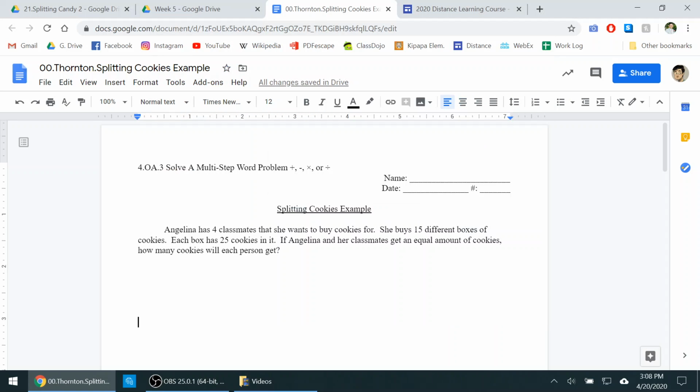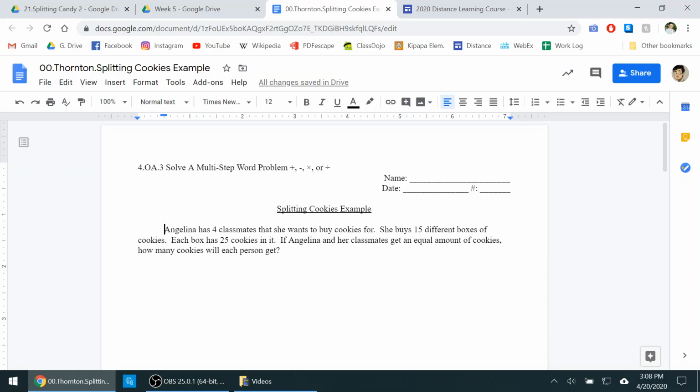In this lesson, I will review splitting cookies as an example. This is not going to be the problem-solving prompt that you will be given. The one you're given is a little different with different numbers. I am going to just go through this quick example. We're going to start off with reading the problem.